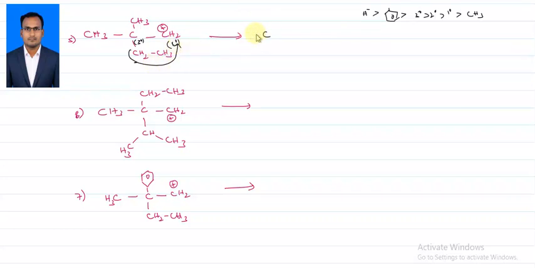Now the product is CH3-C-CH3-CH2-CH2-CH3. Here it is a carbocation. It is also tertiary, right? Let's see example 6. Now it is a primary carbocation. The second carbon is tertiary. So tertiary is more stable than primary.